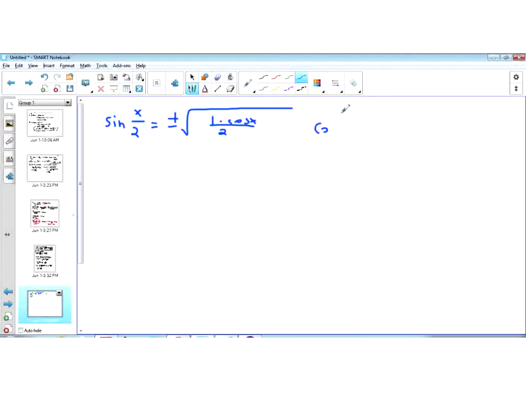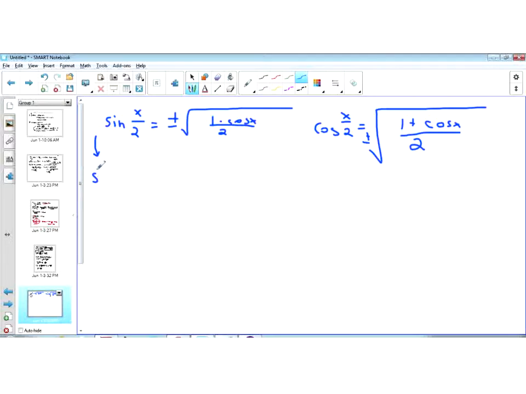And the cosine of x over 2 is equal to 1 plus the cosine x all over 2, and that should be plus or minus. Okay, plus or minus. So let's prove this one.